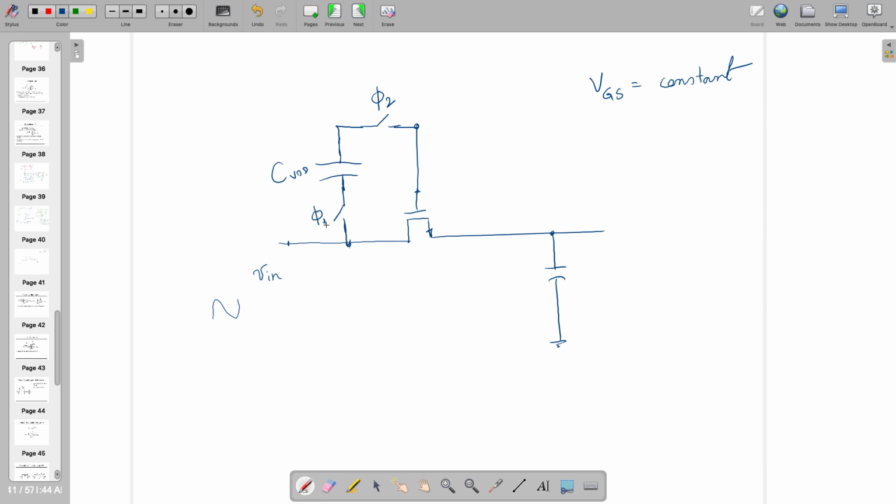One time it's sampling, one time it's actually holding. So during the whole time we want to make sure that it's holding what we want. During phi 2, this capacitor which is charged with VDD has to be in series with Vin, and you should see here Vin plus VDD, right?